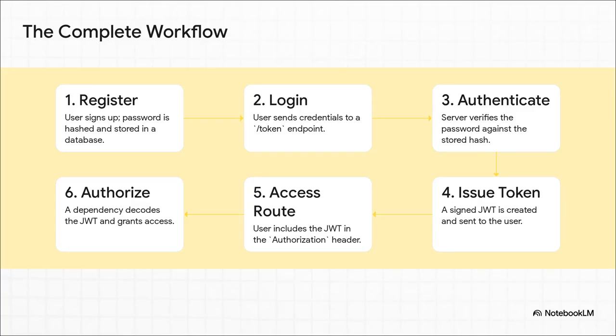All right, let's put all the pieces together. Let's walk through the whole life cycle. First, a user registers. We hash their password and save it to the database. Then, they log in at a special /token endpoint. We check their password against the hash, and if it matches, we give them a signed JWT. From that point on, whenever they want to access a protected page, they just show that token. FastAPI's dependency injection system seamlessly catches the token, checks the signature, makes sure it hasn't expired, and grants access. It's clean, it's secure, and it's beautiful.